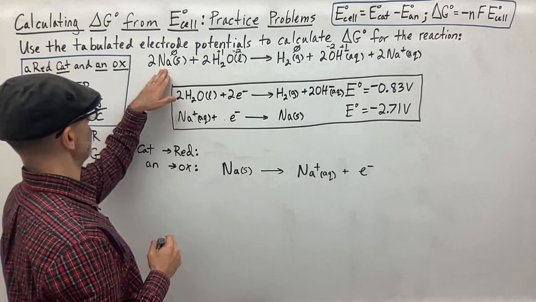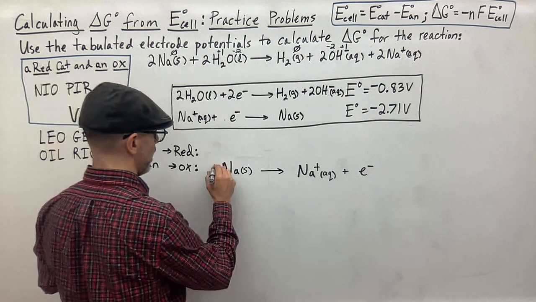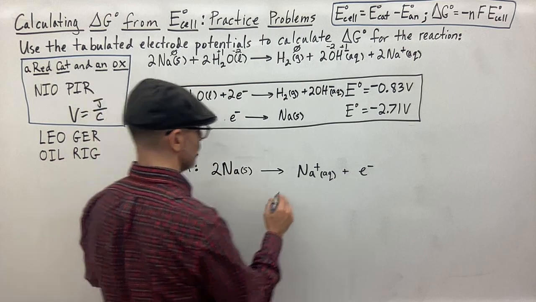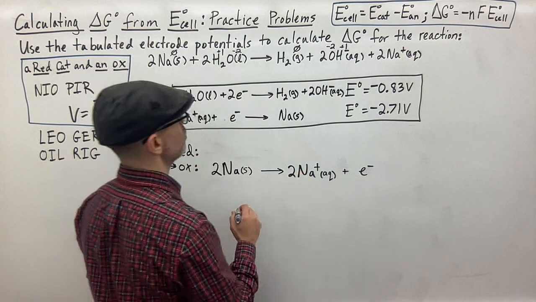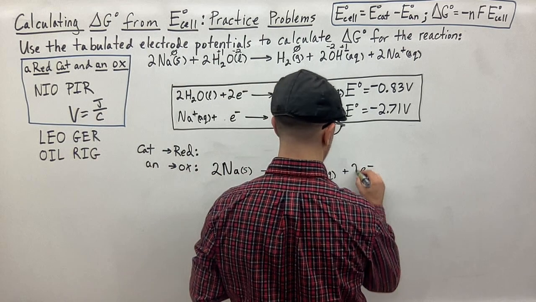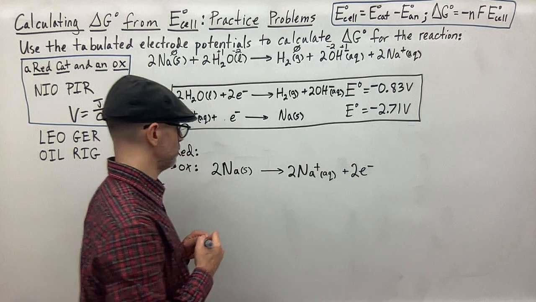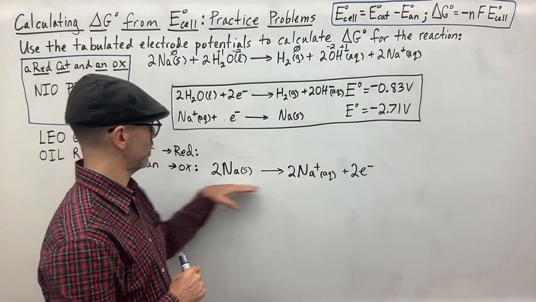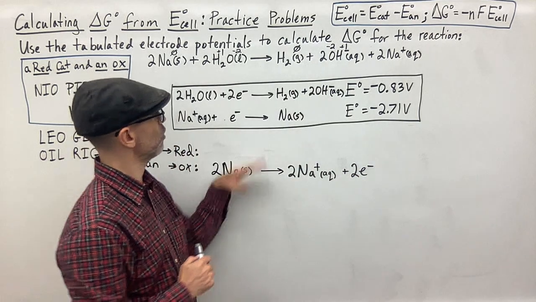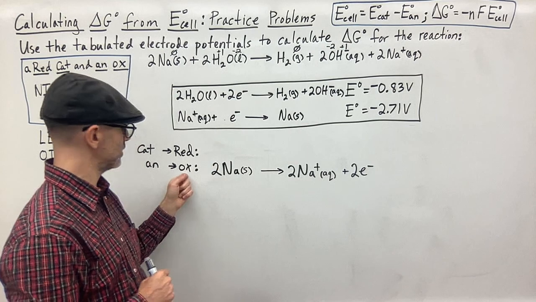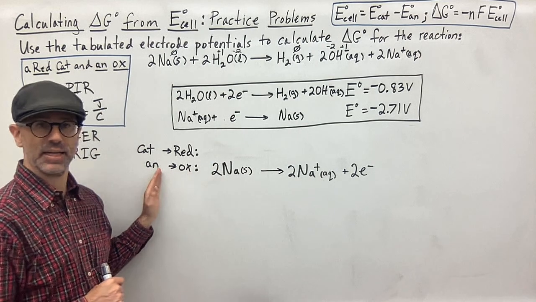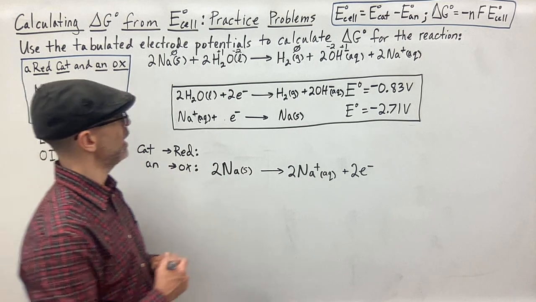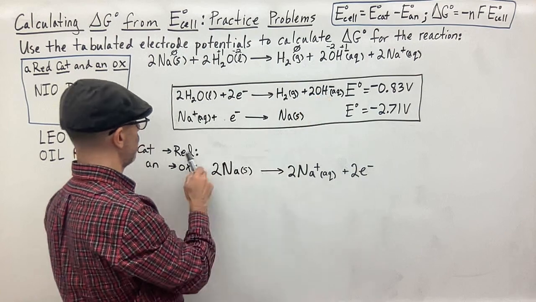So we'll notice here that we have two Na, so we're going to have 2 there plus the 2 Na+, and then that means we have 2 electrons being given off. So here's the half reaction for our equation, and that's oxidation, and that's happening at the anode. And then what's left over is what is being reduced.